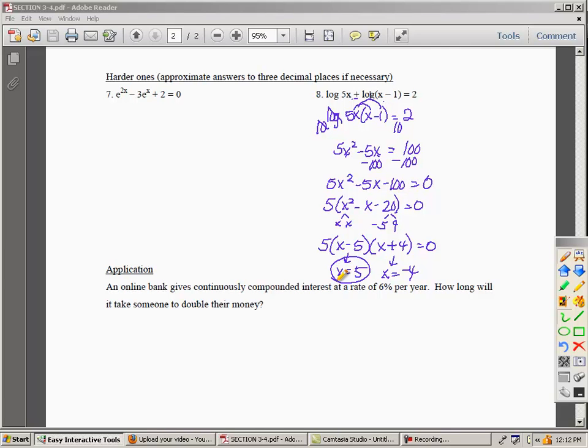The negative 4, 5 times negative 4 is a negative 20. And I can't evaluate a negative log. So this is an extraneous solution. Therefore, our only solution is x equals 5.